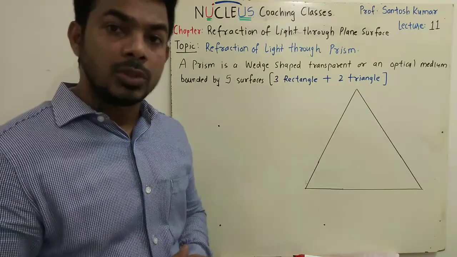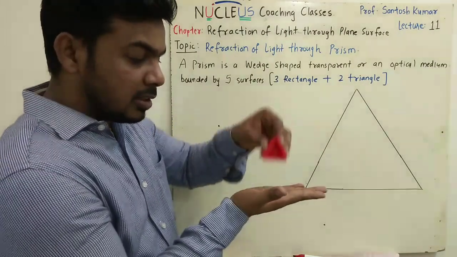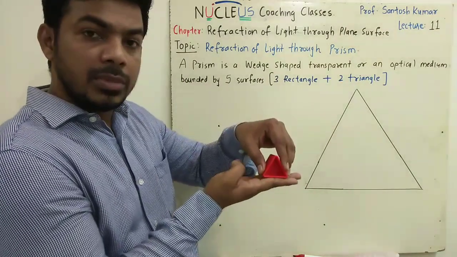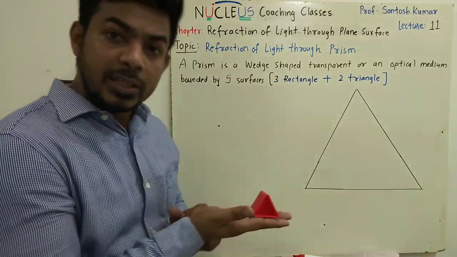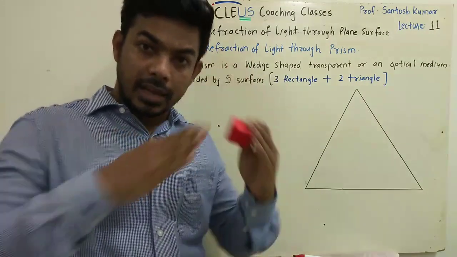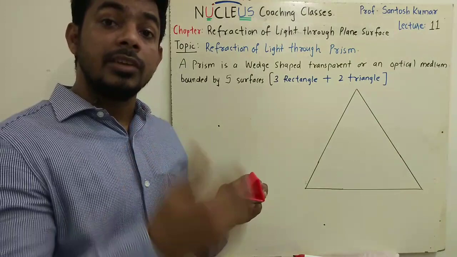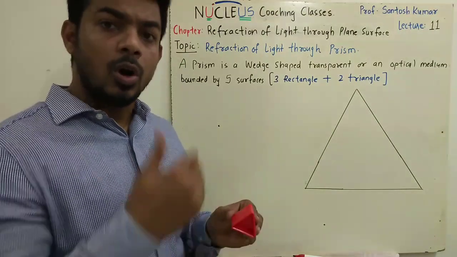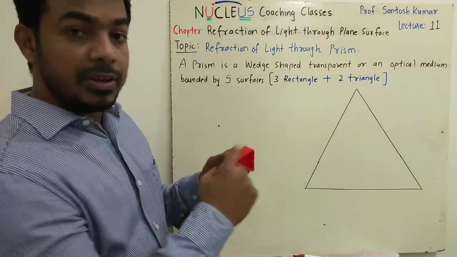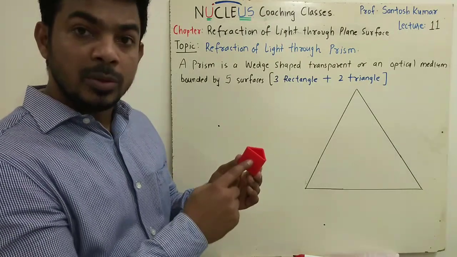There are certain terms you need to know about a prism. The rectangular face over which the prism rests, I'm talking about the rectangular face over which the prism is resting, is called the base of the prism. The 2 rectangular surfaces, you can see these are slant. So the 2 slant rectangular faces are called the refracting faces of the prism, or simply refracting surfaces of a prism. This is the base of the prism.